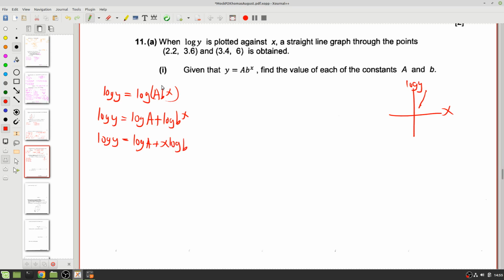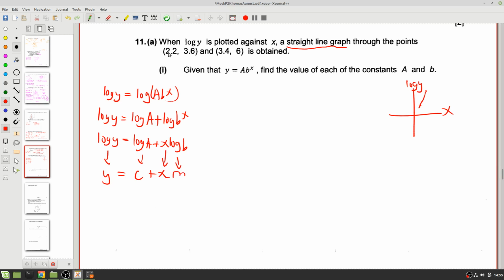Alright, so now let's compare this. It told us it's a straight line. So let's compare this to what a straight line would be. So this is our vertical axis, which would be a y in a straight line. This is just a constant, so that would be our c in a straight line. X, that's our horizontal axis, so that'll be x in a straight line. And log b will be our gradient in a straight line, so that'll be the m.